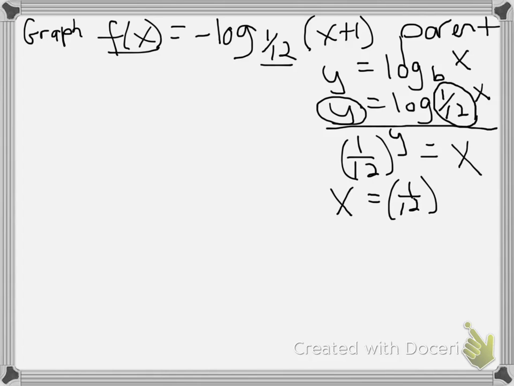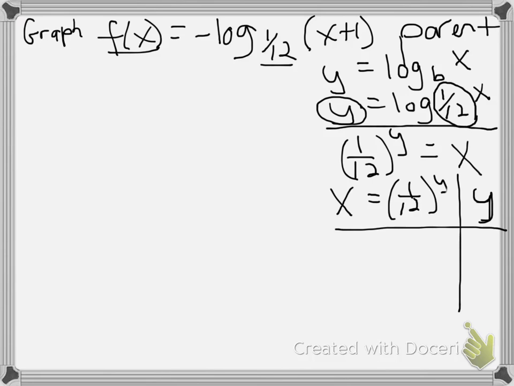Now we're going to pick y's and get x's. And like I said, we usually pick x's and get y's, but since this is the inverse and it's easier to look at exponential form than to try to figure out the log form, that's why we're going to pick y's and get x's.